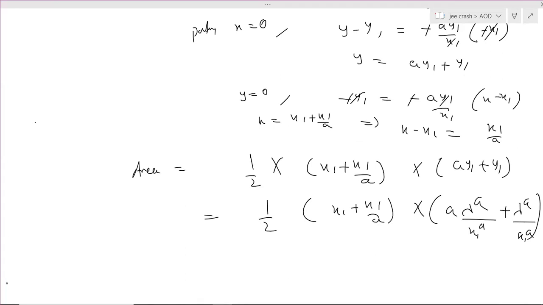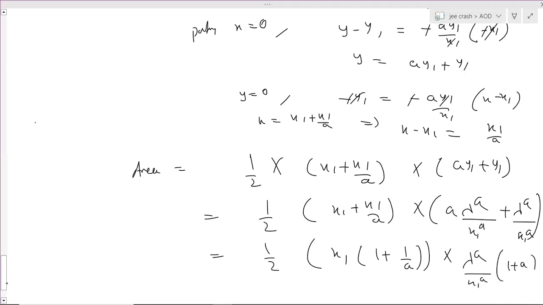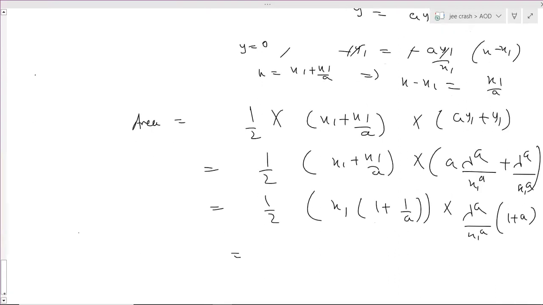Half you can take x1 common from here. What you have 1 plus 1 upon a into what is common here, lambda to the power a, x1 to the power a, 1 plus a. So half this is x1 to the power 1 minus a, 1 plus 1 upon a, 1 plus a.